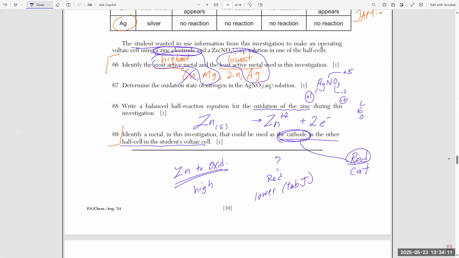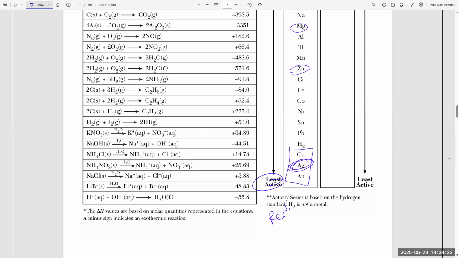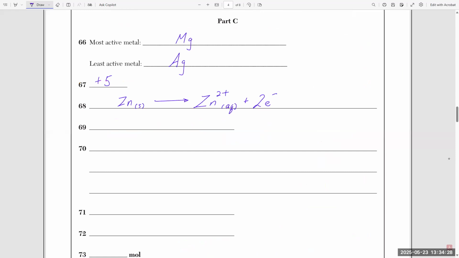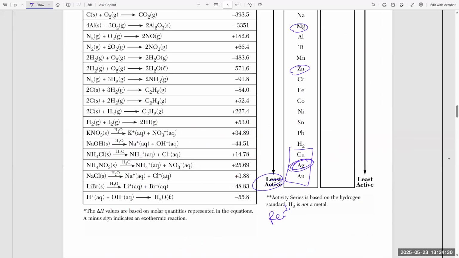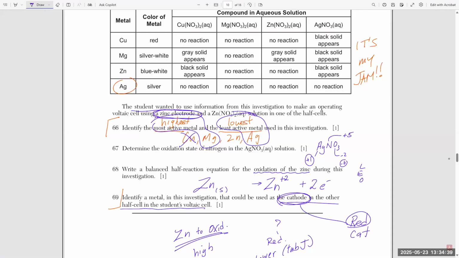You can't pick any metal though, right? Because we are limited to these guys. So you ask yourself, who is lower than zinc? That's copper, magnesium, or silver, right? So who is lower than zinc? Let's take a look, right? What question was this? This is 69. Who's lower than zinc? Copper is, or silver, right? But let's see what the question is actually asking you.